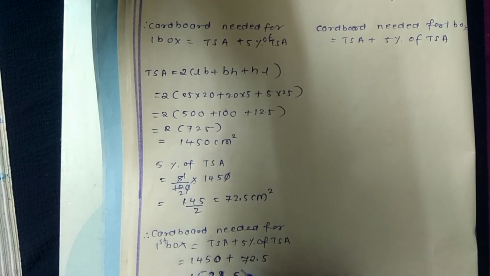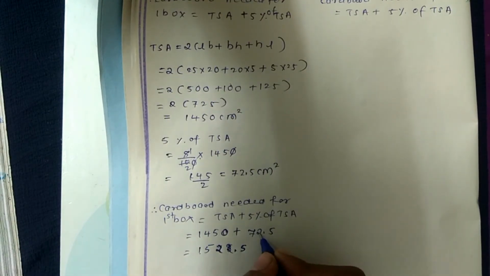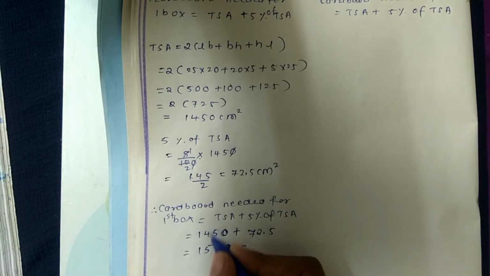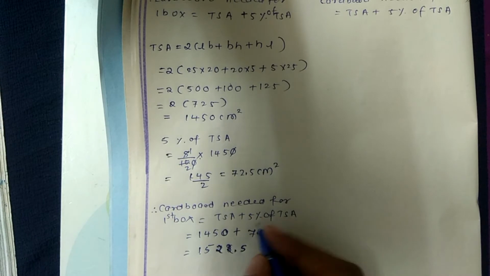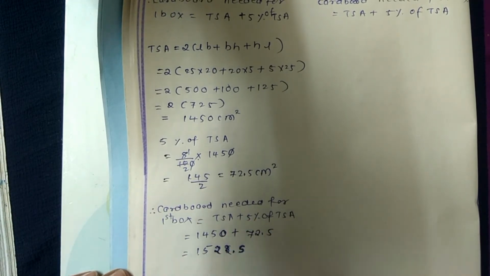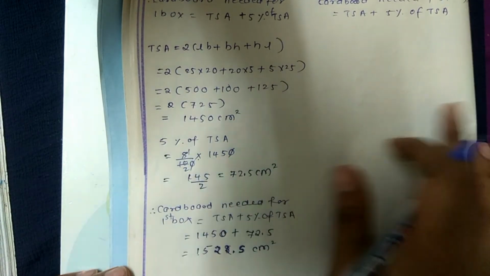1522.5. This will be your answer. This 5 you have to keep as it is. 2 plus 0 is 2. 7 plus 5 is 12. Carry 1. So that is carry 1 plus 4 is 5 and 1. So this is the cardboard needed. This much centimeter square of cardboard is needed to make the first box.